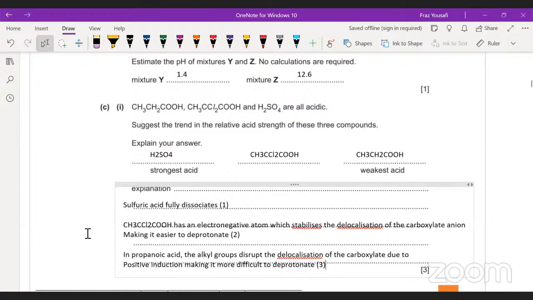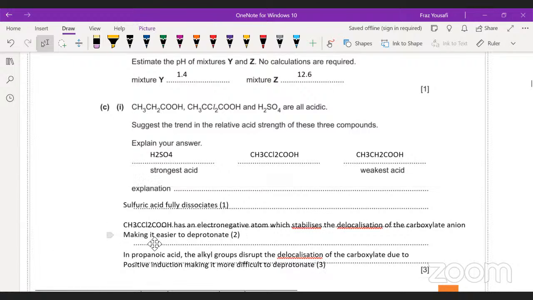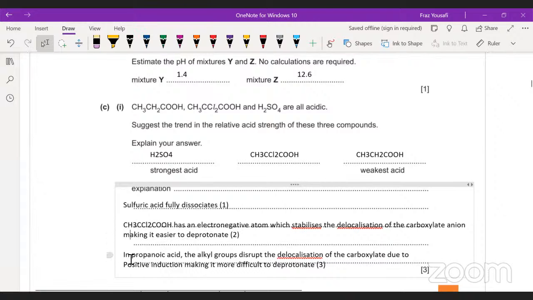that is the idea that we're looking at here, right? Because you've got those alkyl groups, remember they're electron donating, they have positive induction. What they do is they basically disrupt the delocalization of your carboxylate, making it more difficult for the deprotonation to occur. The more alkyl groups you have, the less stable the delocalization will become, the less likely the deprotonation will be.